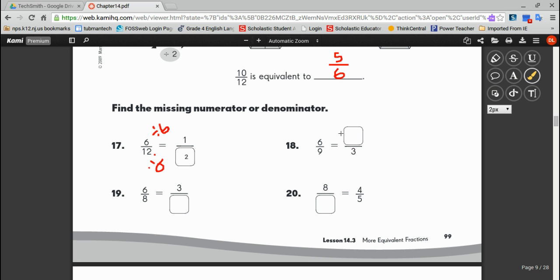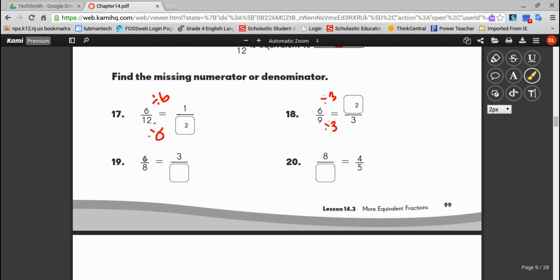Let's do the next one. Again, I want to divide the numerator and the denominator by the same number. 9 divided by 3 gives me 3, so I'm going to divide the bottom by 3 as well. And 6 divided by 3 is 2.